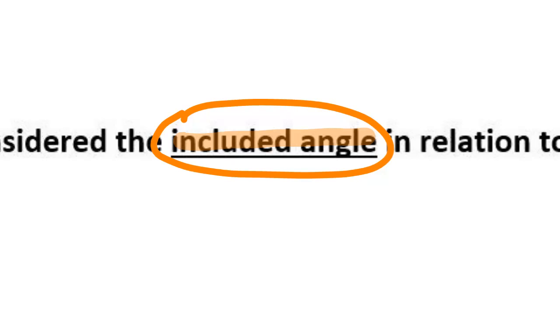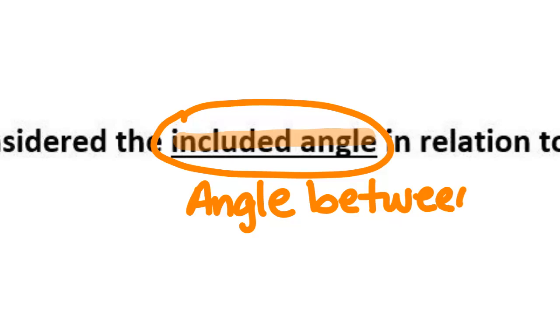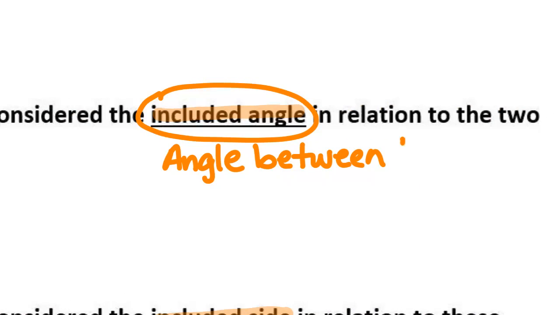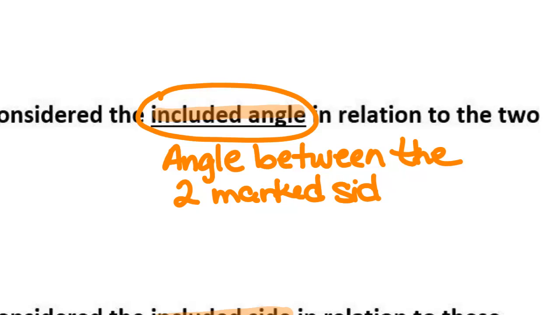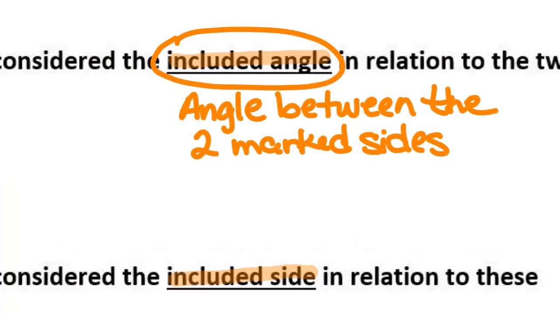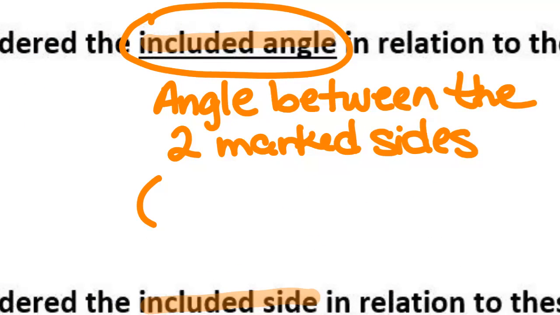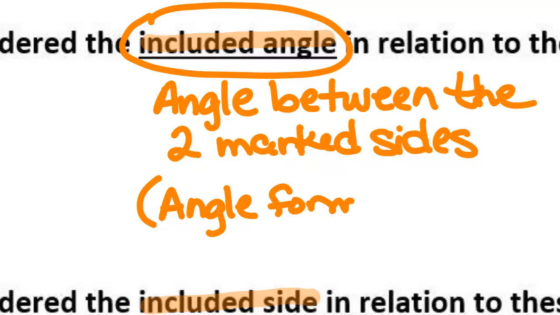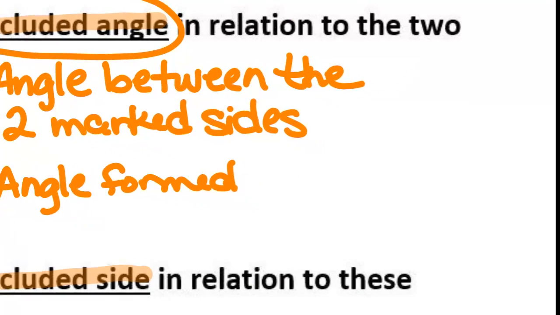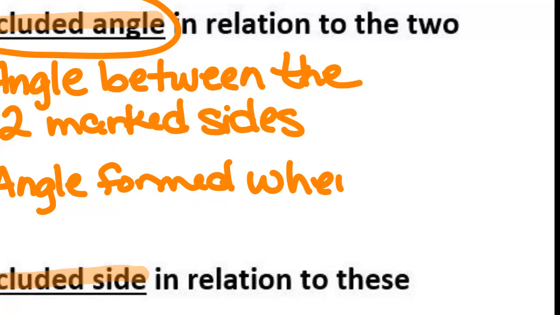The included angle, again, is the angle between the two marked sides. Or you can say the angle formed where the two sides touch.